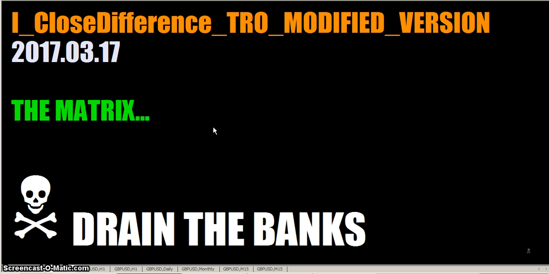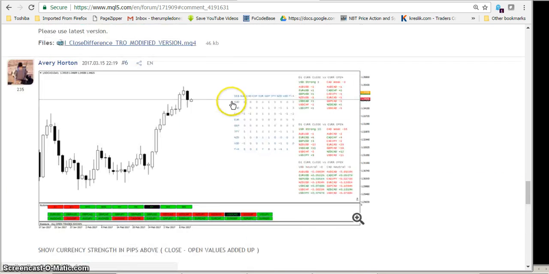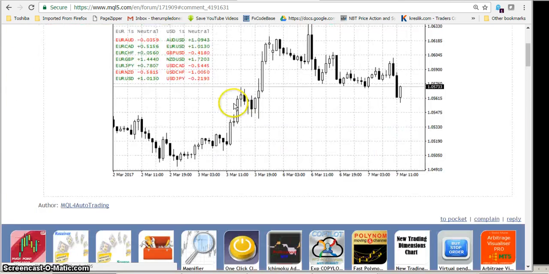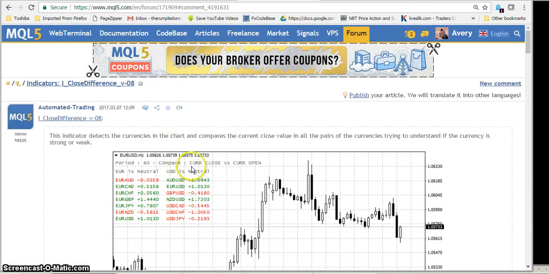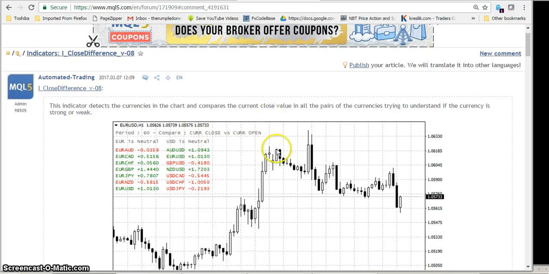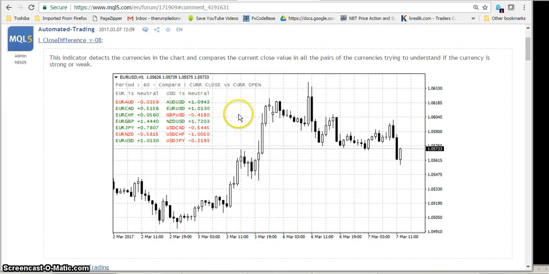I Closedifference, TRO modified. I found an indicator called the I Closedifference here over on the MQL5 forum. It says it detects currencies in the chart and compares the current close value and all the pairs of the currencies, trying to understand if the currency is strong or weak.